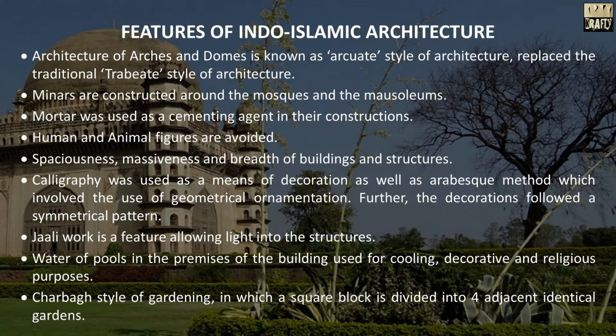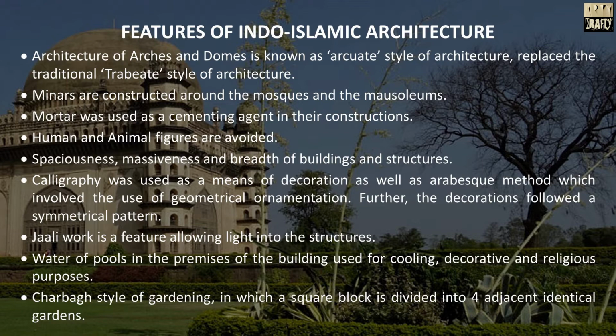Features of Indo-Islamic architecture. Architecture of arches and domes, known as the arcuate style of architecture, replaced the traditional trabeate style of architecture. Minars are constructed around the mosques and the mausoleums. Mortar was used as a cementing agent in their constructions. Human and animal figures are avoided. Spaciousness, massiveness, and breadth of buildings and structures.